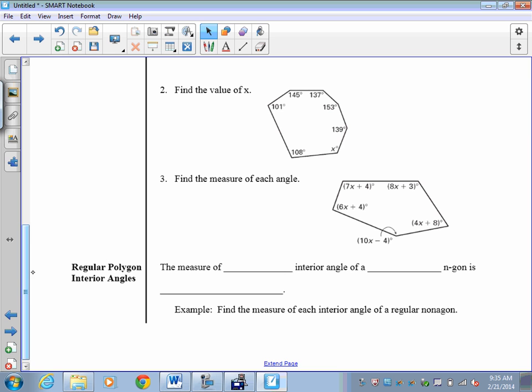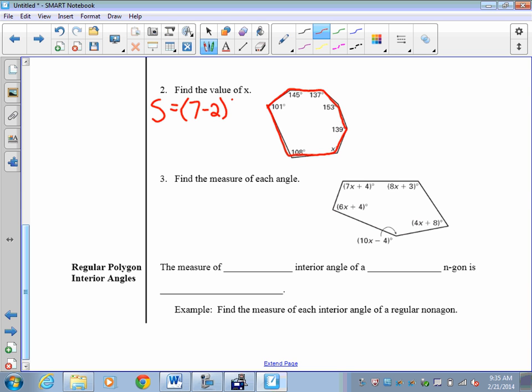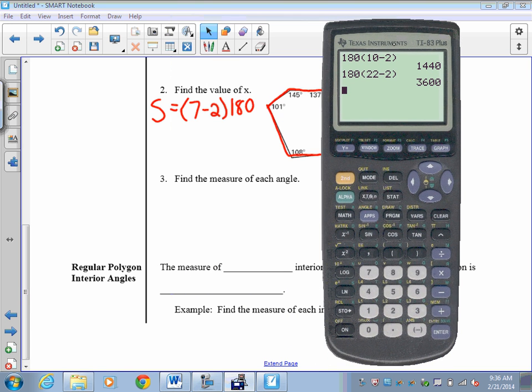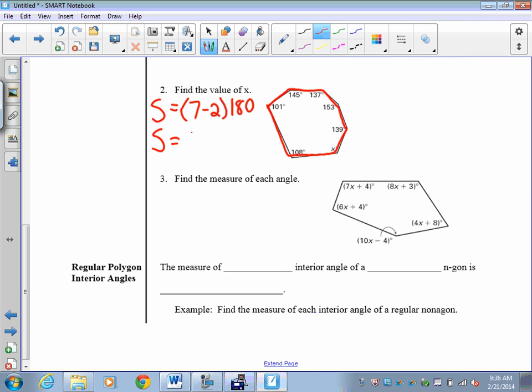Number 2, we're asked to find the value of x. So we need to count how many sides there are. There are 1, 2, 3, 4, 5, 6, 7. So S is going to be equal to 7 minus 2 times 180. That's 900. So there are 900 total degrees here.